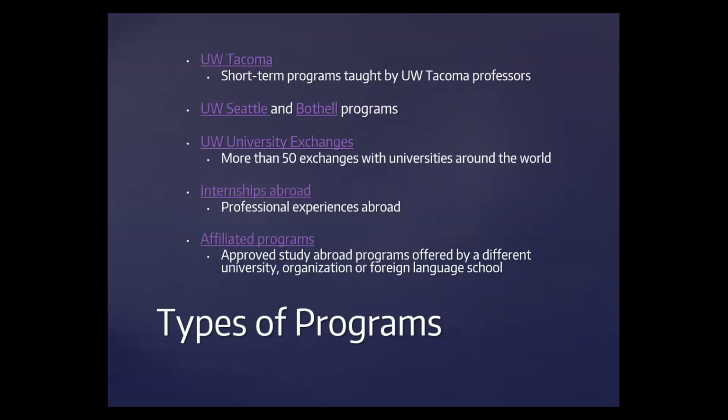As a UW student, you may choose from UW Seattle, Bothell, or Tacoma programs, although acceptance preference is sometimes given to students from their home campuses.